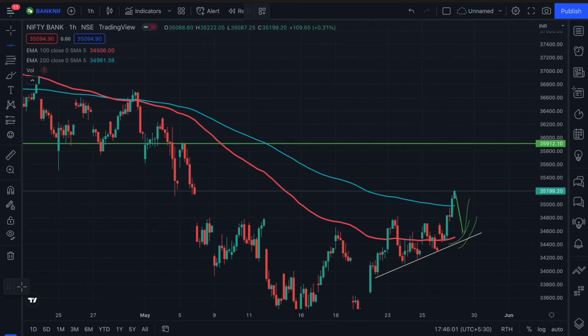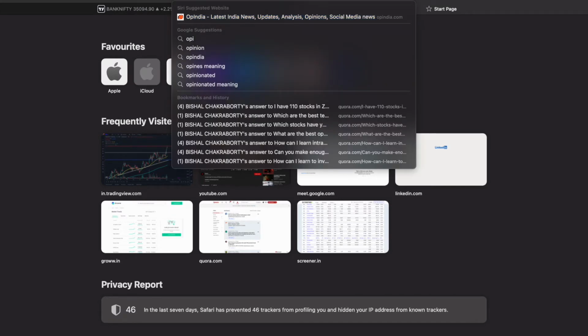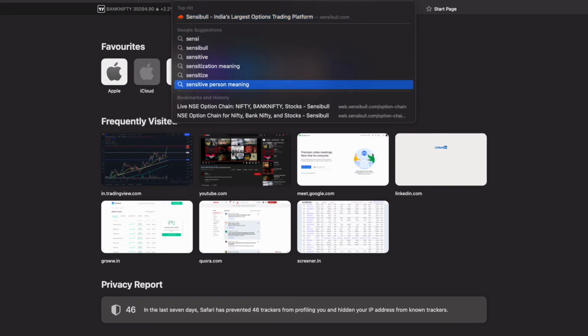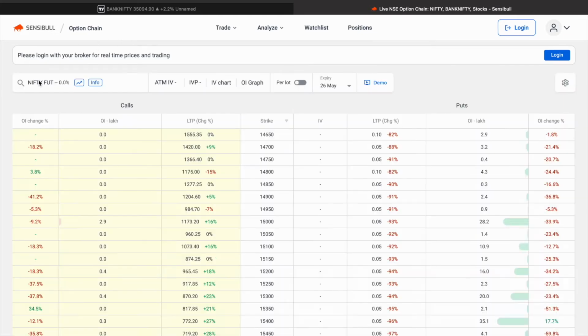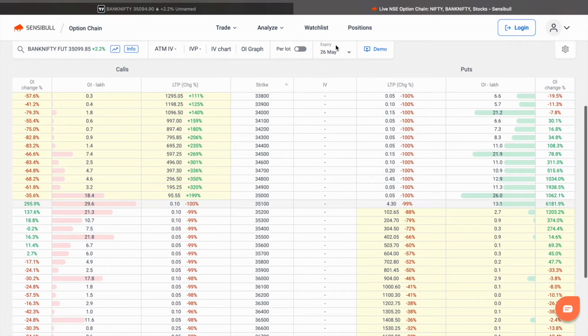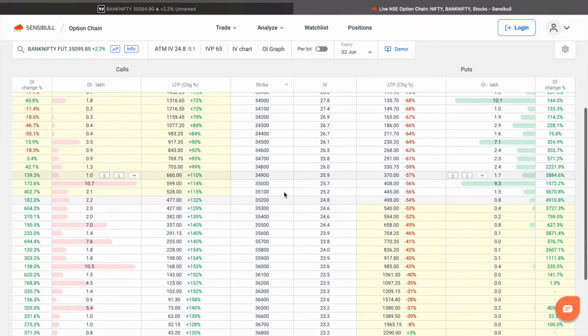Again, let's have a look at the option chain as well. So today's option chain will be really important, right? Let's have a look at it, from where we can actually plan out our long trades as well. So let's head over to the bank nifty. Expiry will be our 2nd June.